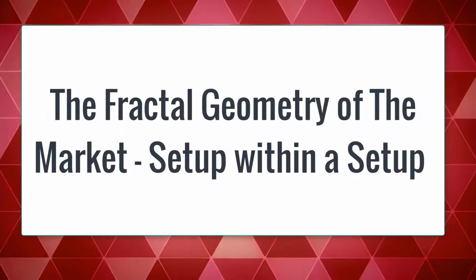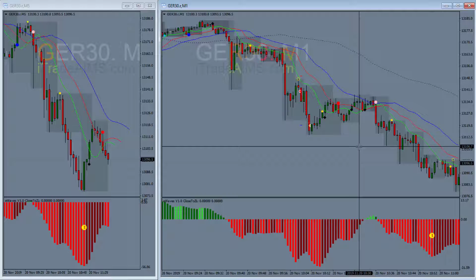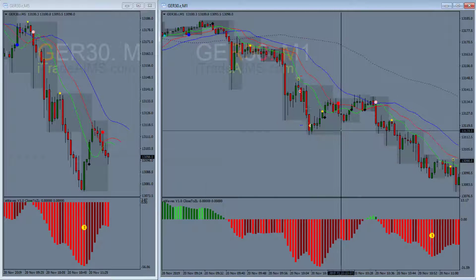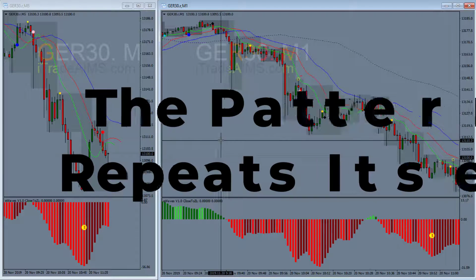The fractal geometry of the market. So the market is fractal geometric, first of all. And that means that it has self-similarity. So whatever pattern you see on one time frame, you would see the same type of pattern on all different time frames. Not at the same time, but that pattern will be there.